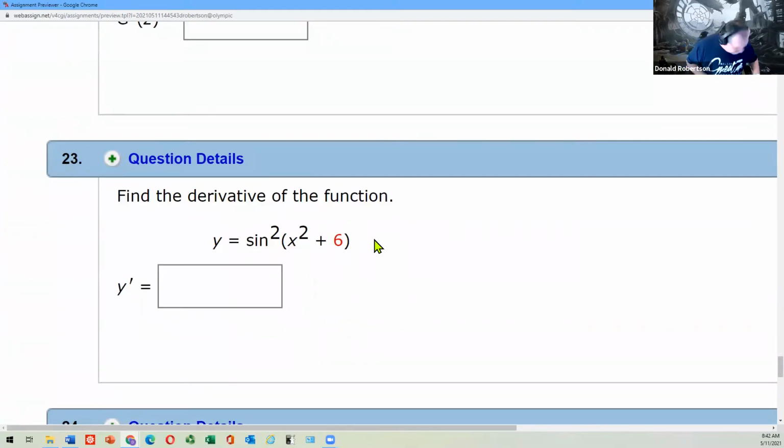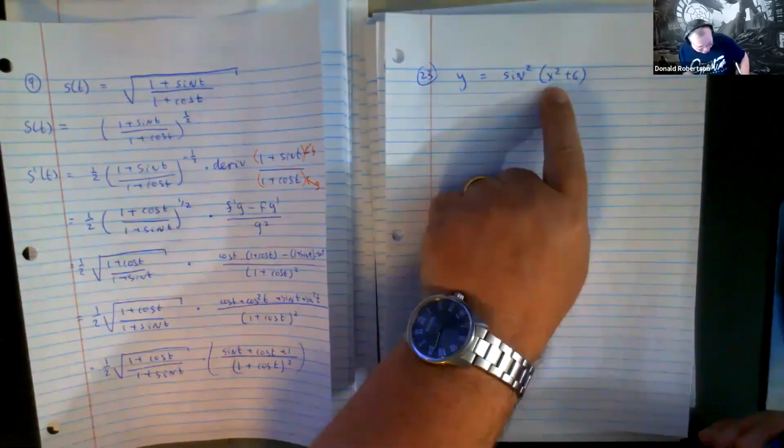Maybe I should do that one. While you're thinking about it, I'll write it down. So it's sine squared of x squared plus 6. I know it's a chain rule. I mean, it ain't got an x in it. It's got x squared in it for starters.